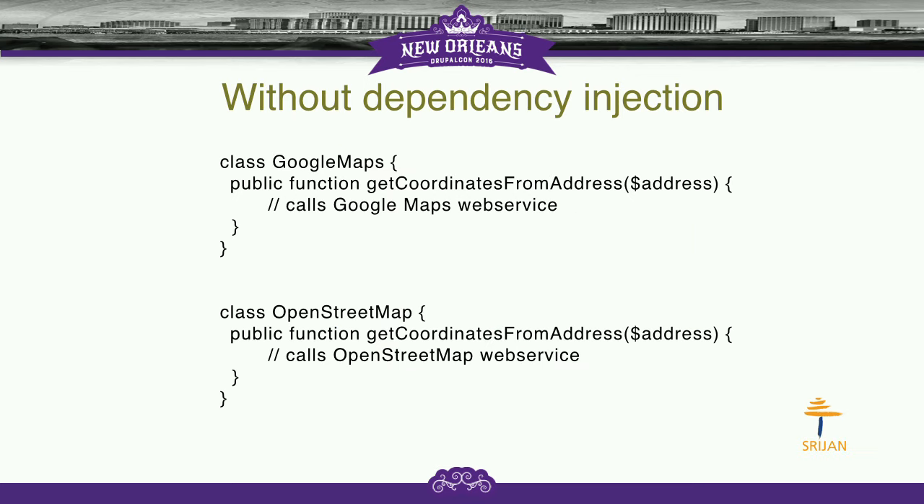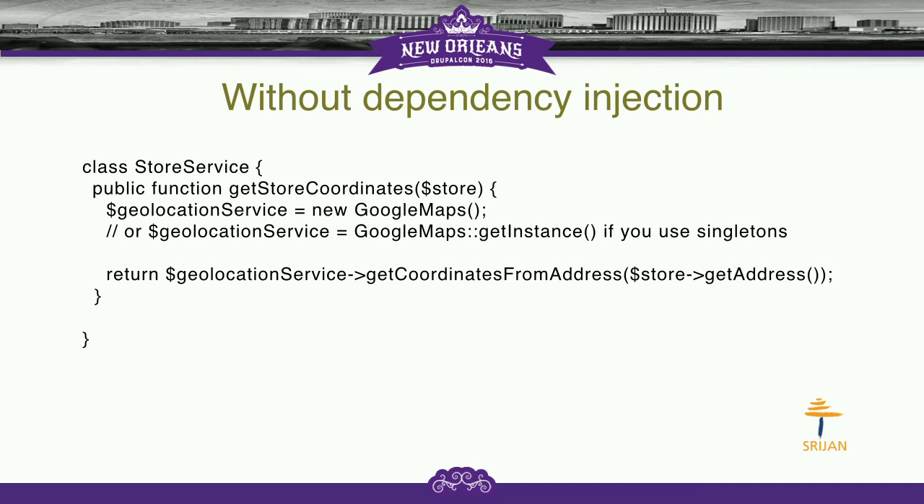So let's take another example by understanding, from a code point of view, what exactly we will get if we use dependency injection and if we do not use it. First, let's take an example without dependency injection. Let's say we have two classes, Google Maps and OpenStreetMap. In our class, we actually want to use these classes' functions, or let's say we're creating a store service, and we have to get the address by using a Google Maps class or service.